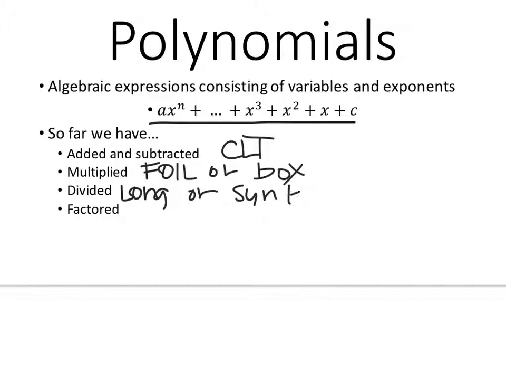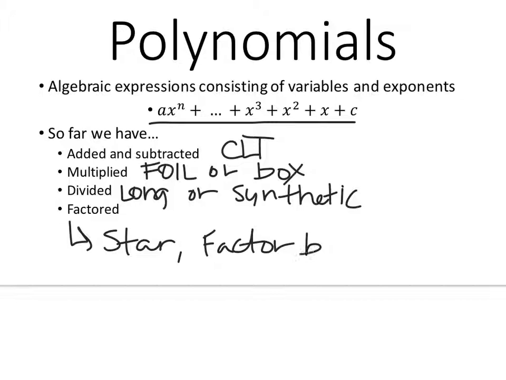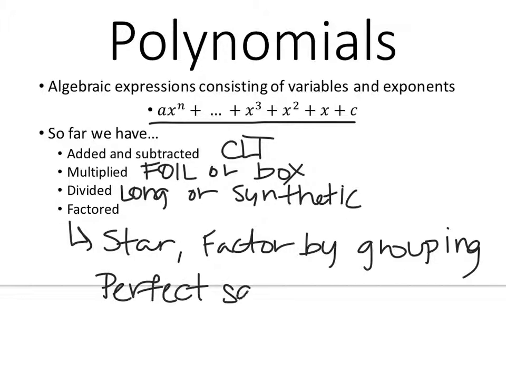And then we also factored. I taught you four methods for factoring. We've done the star. We've done factor by grouping. Perfect squares. And perfect cubes.